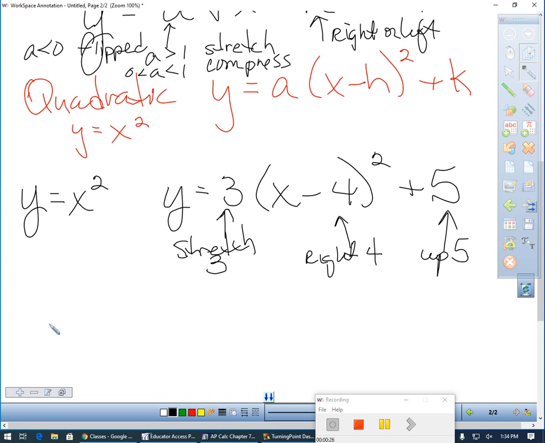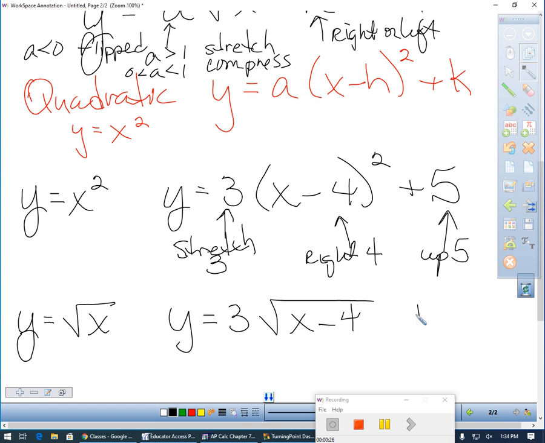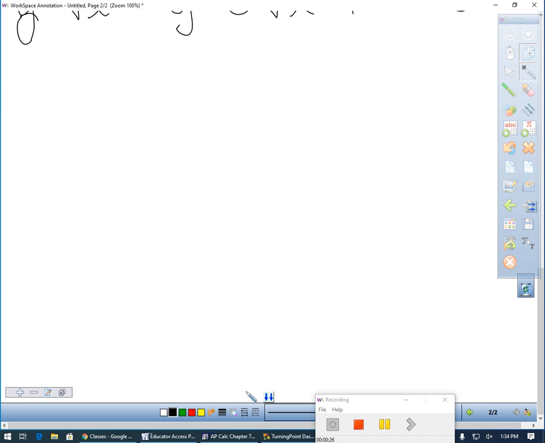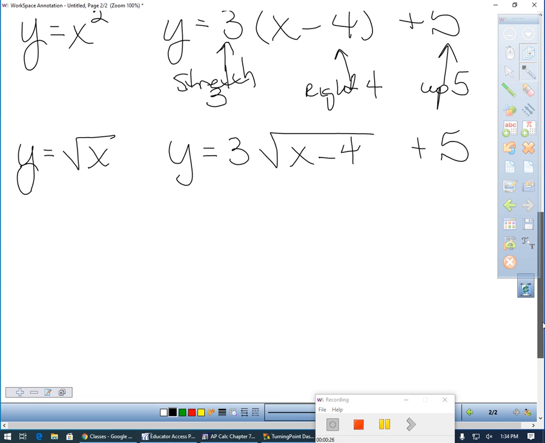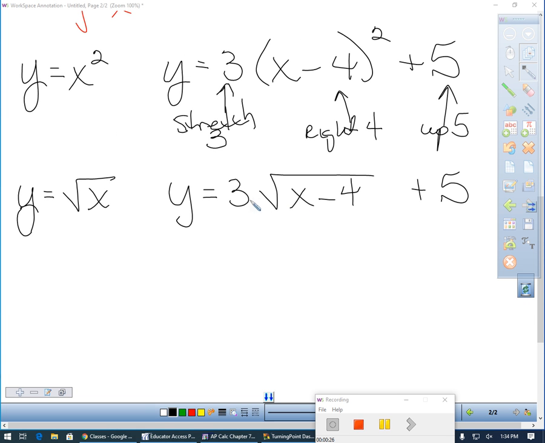So, if I have y equals the square root of x as the parent function, and I have y equals 3 square root x minus 4 plus 5, stretch 3, right 4, up 5. Same exact thing. Are we all good right now? Okay, so here is where I want to start.